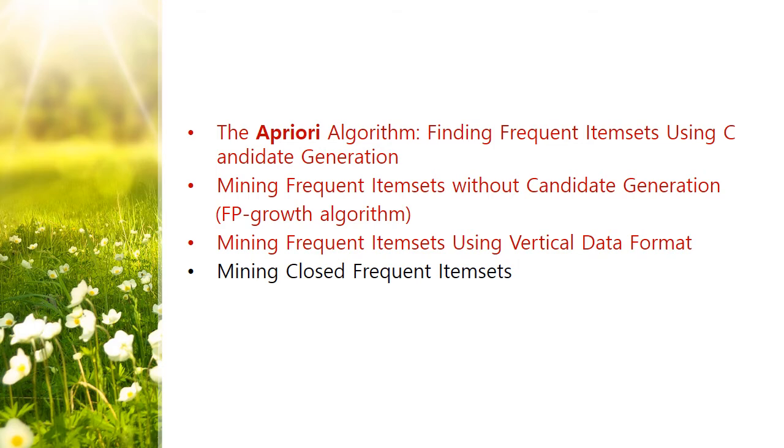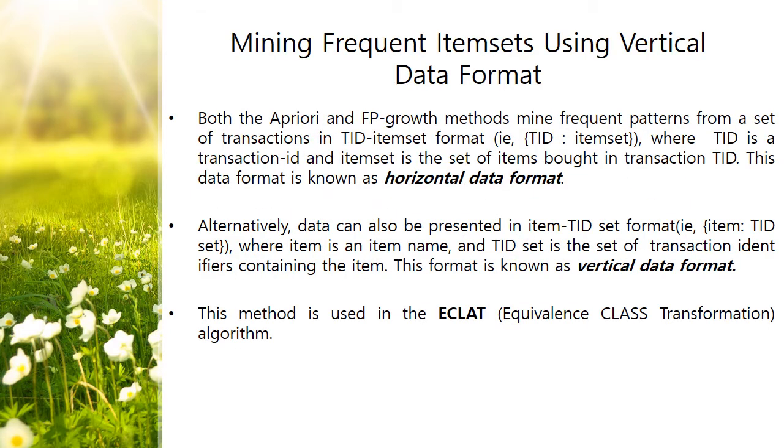So let us discuss mining frequent item sets using vertical data format. Both the Apriori and FP growth methods mine frequent patterns from a set of transactions in TID item set format. We have seen a format of transaction ID then item set. So we have seen such examples where TID is the transaction ID and item set is the set of items bought in transaction TID. This data format is known as horizontal data format.